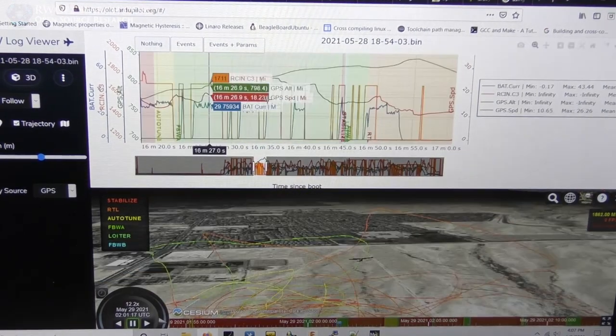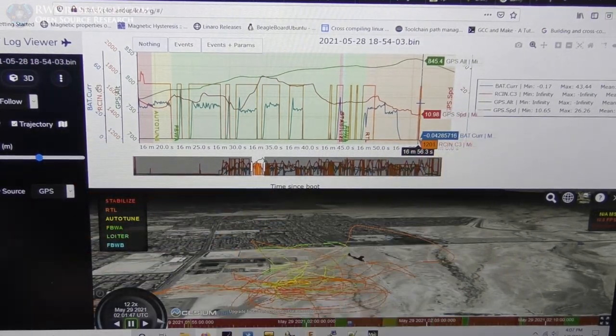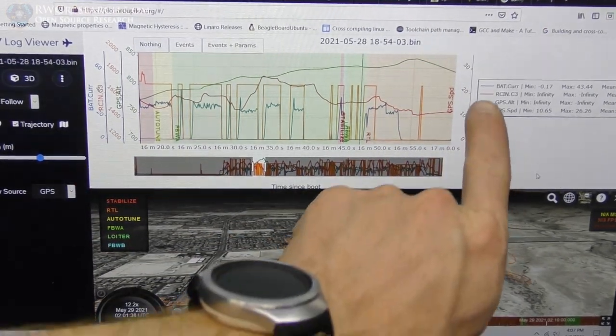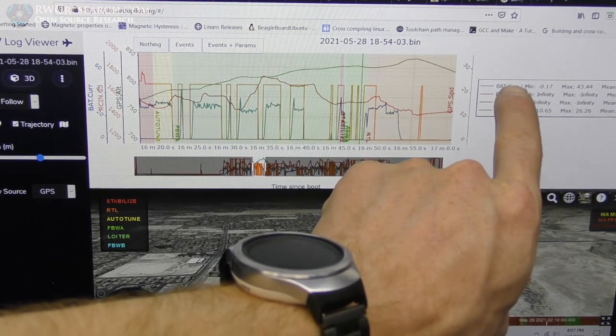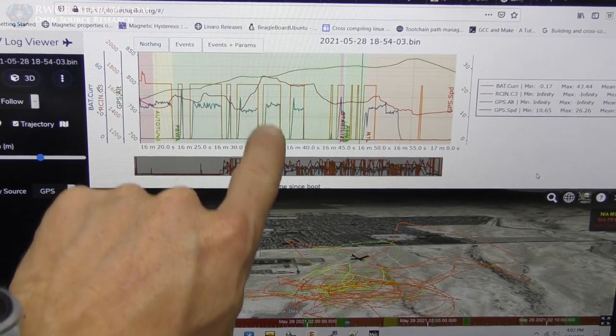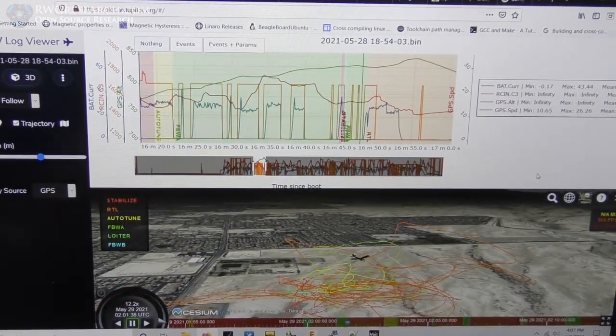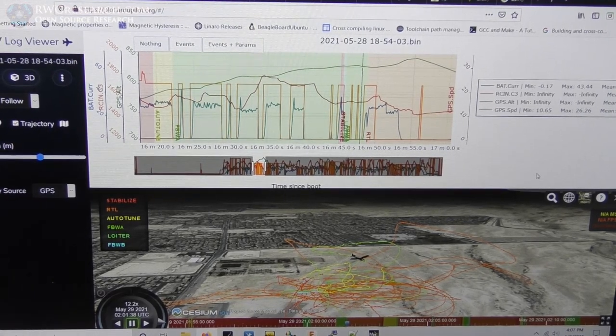Now I want you to see something that's really cool. If I get my mouse out of the way, you can look here. We got the battery current. Okay, that's the blue. See how it drops down, goes up? See it, the battery current? RCN3, that's the throttle. Okay, that's the stick. Okay.